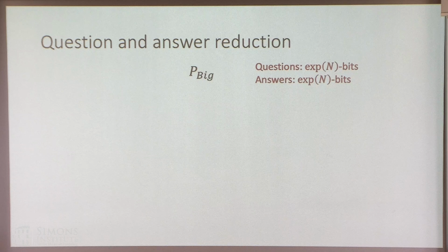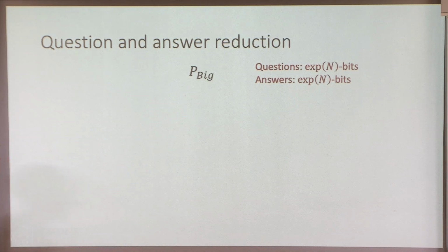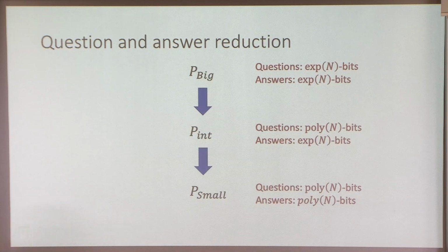So how do we do this? Well, it goes in 2 steps. There's a question and answer reduction. So we start with this big protocol. It takes a long time to run, and the questions and answers are exponentially long. The first step is to reduce the size of the questions. So we're going to get an intermediate protocol, P int. The questions are shrunk down to polynomial size. The answers are still really large. But then we do a second step where we shrink the answers. So the questions and answers are both polynomial size. And this is our final protocol, P small. So those are the 2 steps.